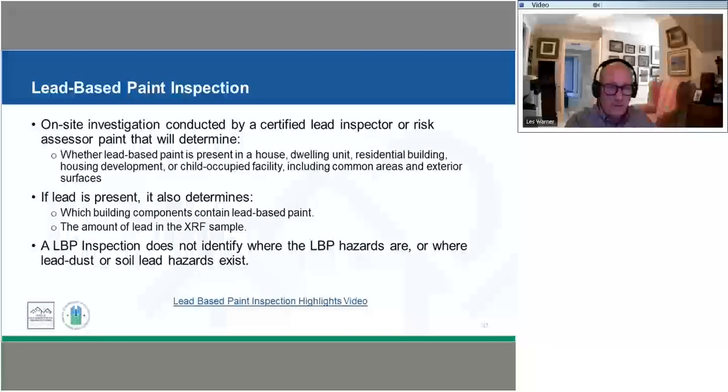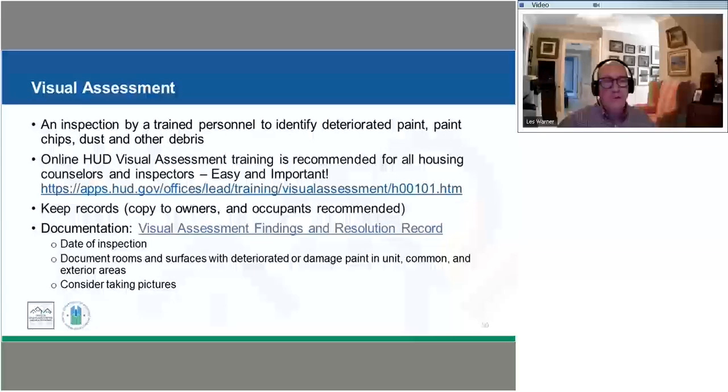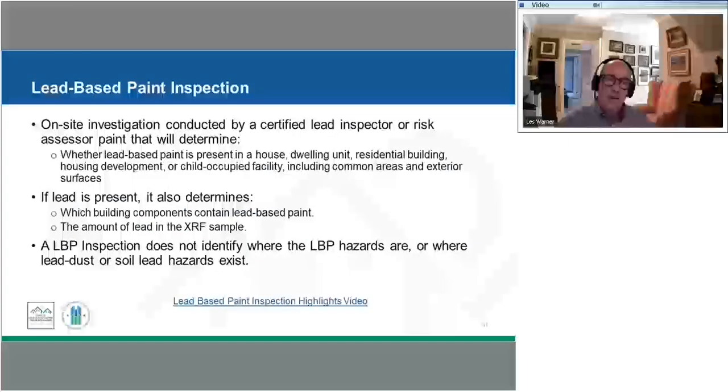And so we talked about visual assessment being required when we are up to and including $5,000 per unit per year in assistance that's occurring. But we mentioned that when we go above $5,000, then we have a higher standard. And so in those cases, we're going to be conducting the lead-based paint inspection, which we talked about, using a certified lead inspector or risk assessor. So this is a surface-by-surface testing, determining where we have lead-based paint in that unit, but also then determining as part of that risk assessment if it is a hazard. And so we talked about that includes things like dust, soil contamination, unstable painted surfaces as part of that.